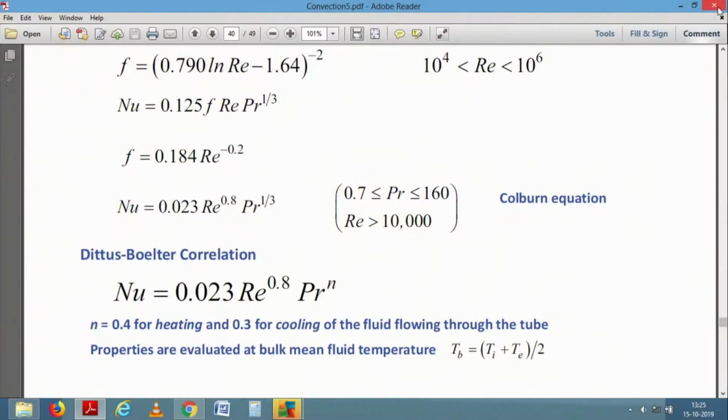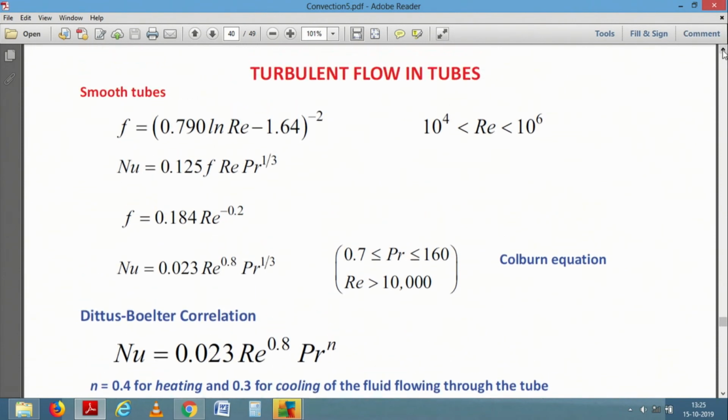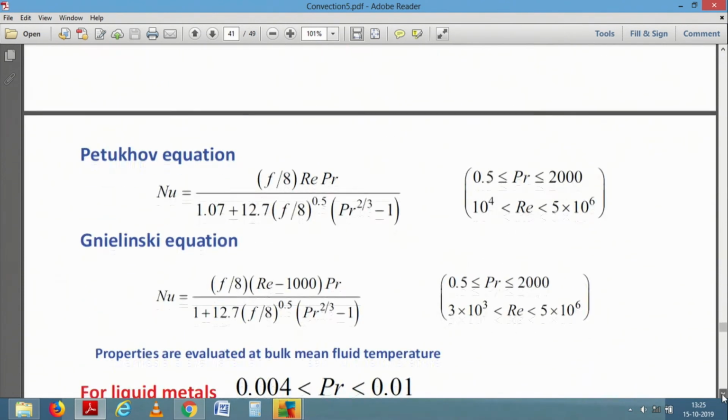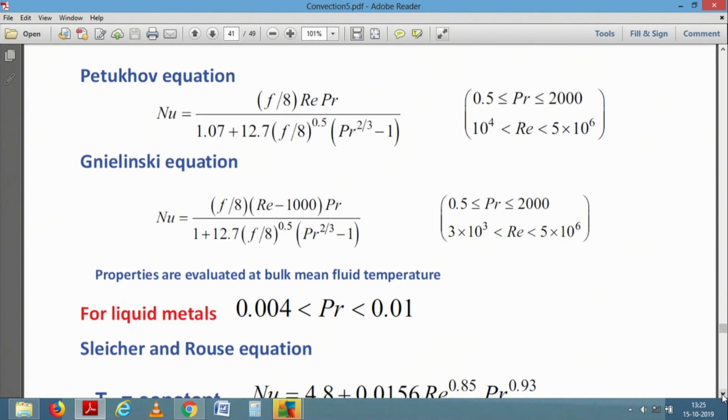There are other correlations which are there. One is the Colburn correlation. For smooth tubes, you have 0.125 f Re into Pr to the power 1/3, and the friction factor is given by this. So, we just complete this by showing another set of slides, which is the Petukhov equation for the Nusselt number and Nilinsky equation here. These are also used quite elaborately in research work. Both have the friction factor embedded in the Nusselt number expression. This is given as f by 8 into some Re function, Pr function. The range of use of these correlations is also presented here.